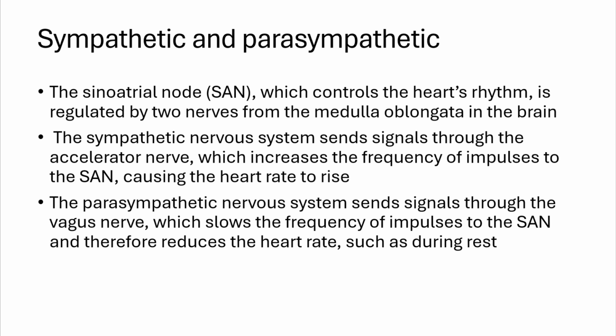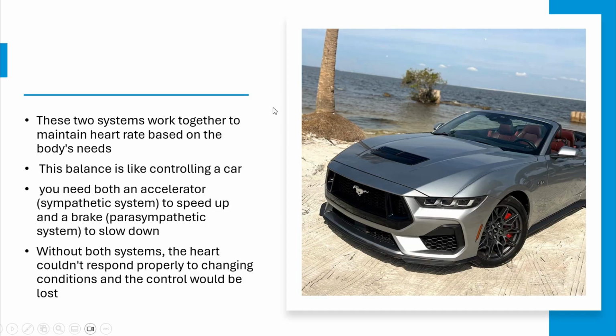Whereas if you're talking about something slowing down, your heart rate becoming more sedated, that's through the parasympathetic nervous system, yeah? So that's through the vagus nerve and that kind of thing, which slows the frequency of impulses and therefore reduces the heart rate, such as during rest. So you can think of this like a car.